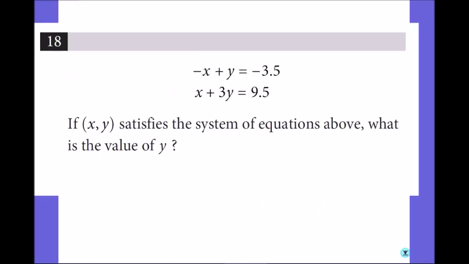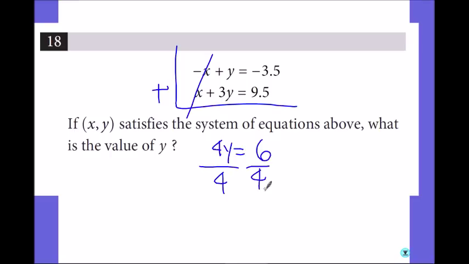18. If x comma y satisfies the system of equations above, what is the value of y? So just a system of equations, but this one you can just add to eliminate the x's, right? Negative x plus x is gone. y plus 3y is 4y. And negative 3.5 plus 9.5 becomes positive 6. So when you divide by 4 on both sides, y becomes 6 over 4, which is 3 over 2, or 1.5.